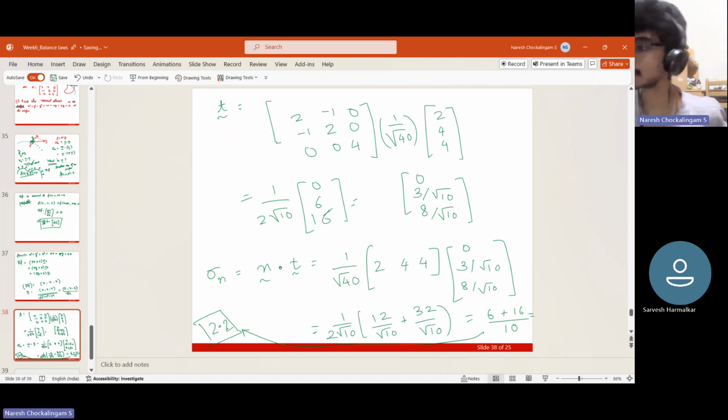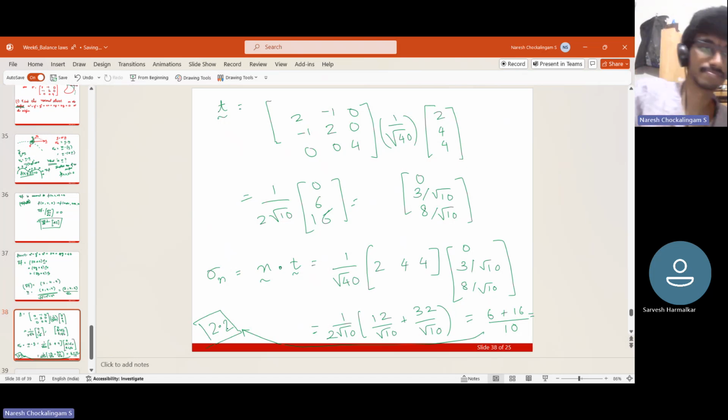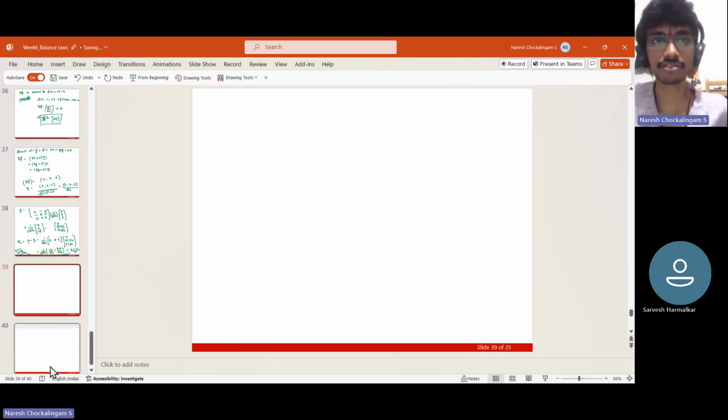Next, find the principal stresses and the equation of the plane through the origin for which the normal stress is a maximum. We'll do that. So next, the second part of the question is to find the principal stresses.